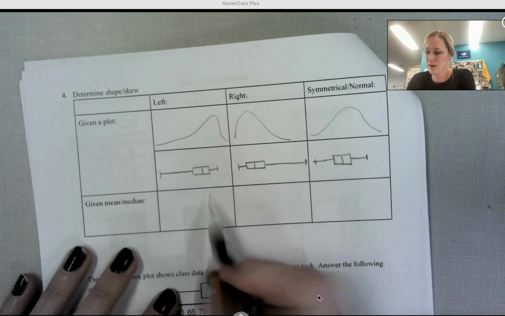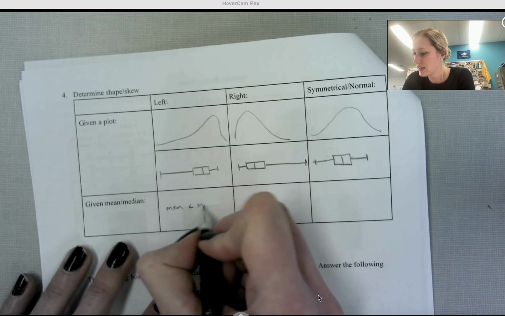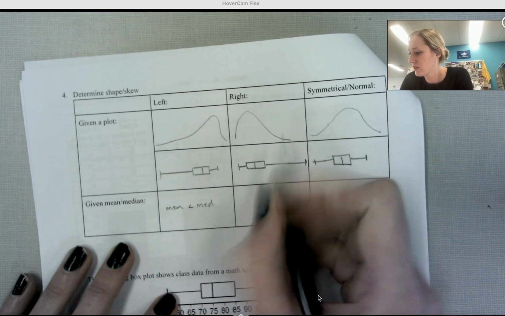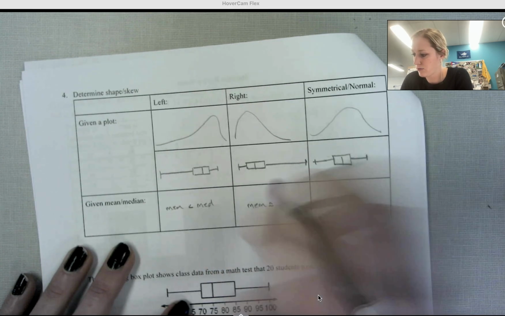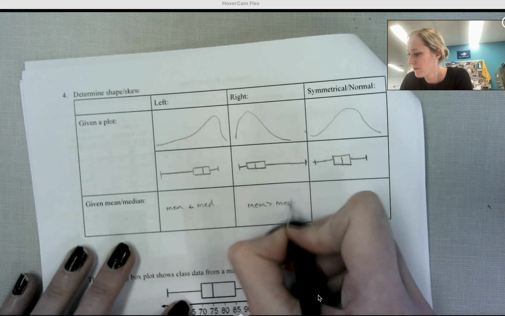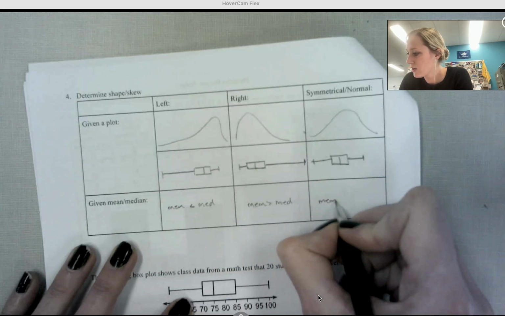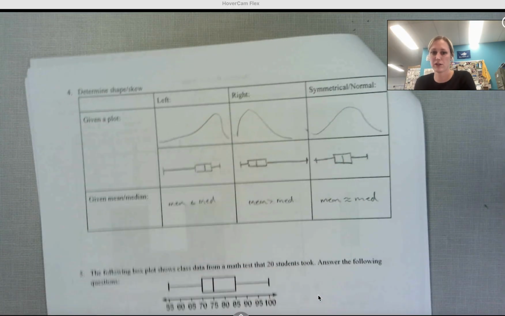Okay, and then if we are just given some data, if the mean is less than the median, then it's skewed left. If the mean is greater than the median, it's skewed right, and if they are approximately equal, that's when it's normally distributed.